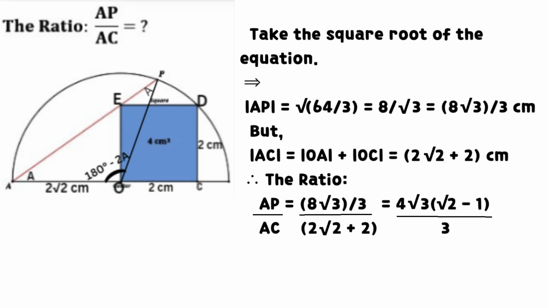But line AOC equals the sum of line OA and line OC, which equals the sum of 2 times the square root of 2 and 2 in centimeters. Therefore, the value of the required ratio, length AOP to the length AOC, equals 1/3 of the product of 4 and the square root of 3 times the square root of 2 minus 1.